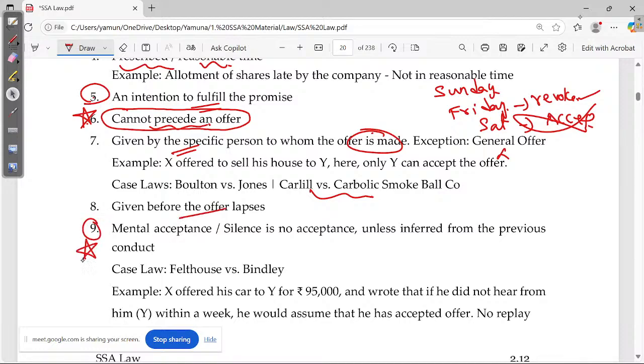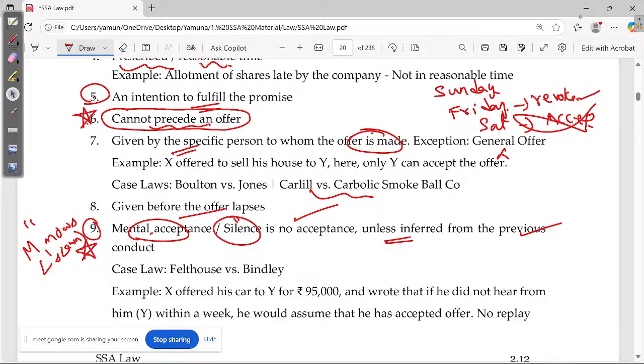And the ninth one, very, very important. We have this case law. You remember? What was that person doing? This person comes directly to your property and starts moving in. But what you should be doing is saying no, you have to push him out. But what you are doing is silently watching it. Okay. Mental acceptance or silence is no acceptance unless inferred from the previous context. If you are not saying anything, how can you say it's acceptance? In this case, M is moving, L is not saying anything, and then you say that's an acceptance because it's an implied one. It's conduct. You have to stop him because you have full authority over the property.